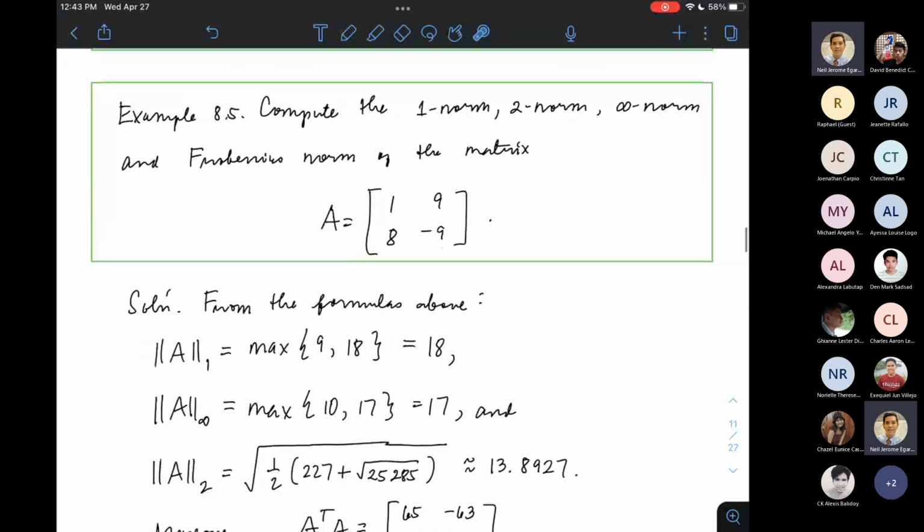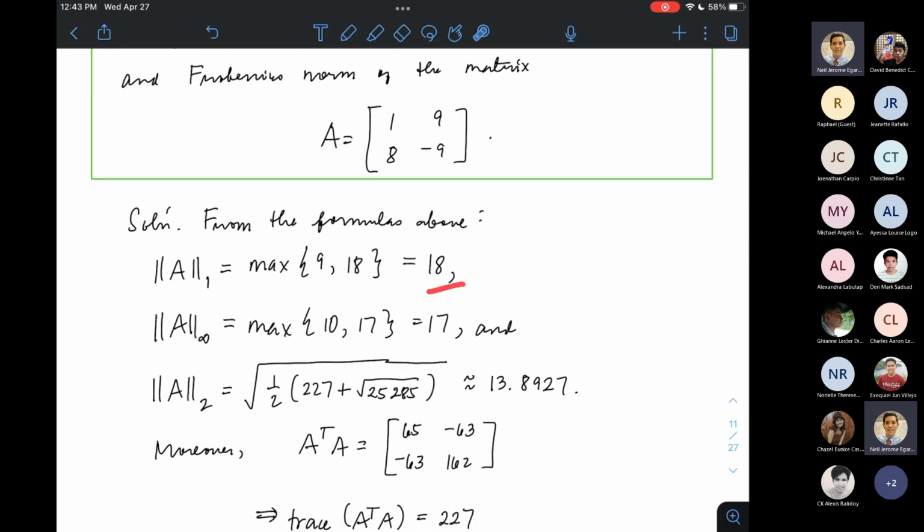Okay, so to illustrate, dahil wala na akong oras, kindly go over example 8.5. So paki-verify yung mga numbers na nandyan. Okay? So meron akong matrix na ito yung laman. Tapos kukunin ko yung one norm. Ang one norm niya ay 18 because ano nga ang one norm? Absolute column sum. So absolute column sum, 1 plus 8, 9. And then 9 plus absolute value of negative 9, that's 18. The infinity norm is the maximum absolute row sum. So it will give us 17.